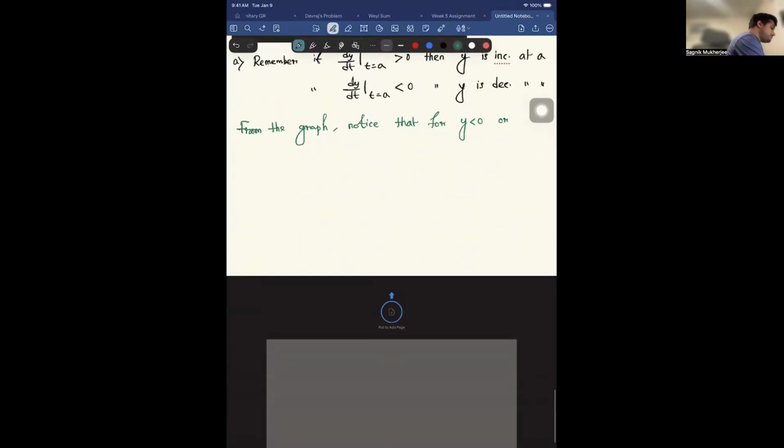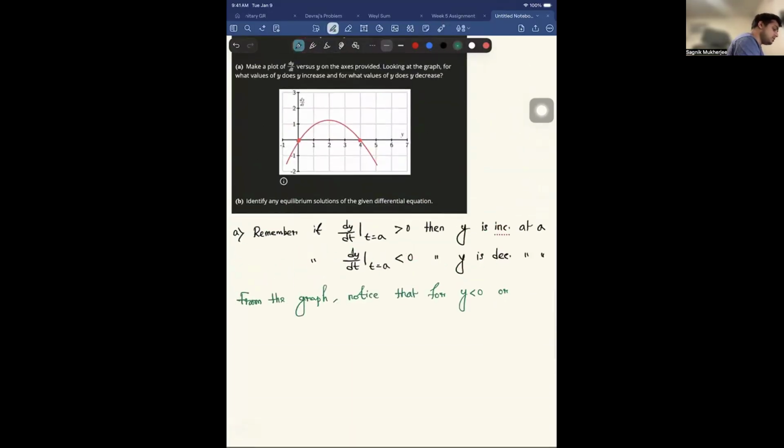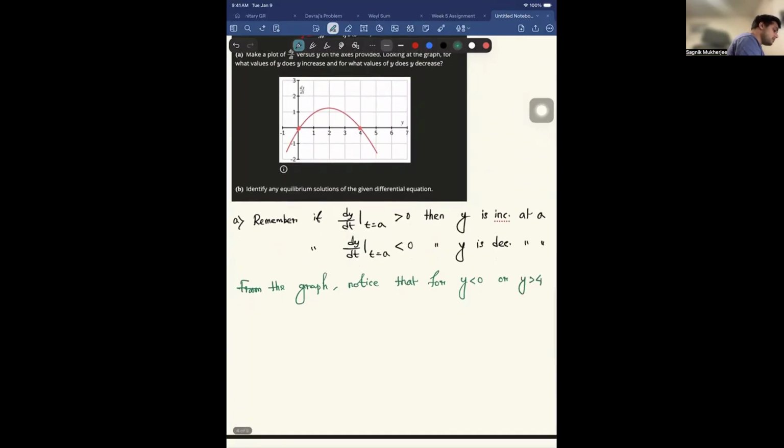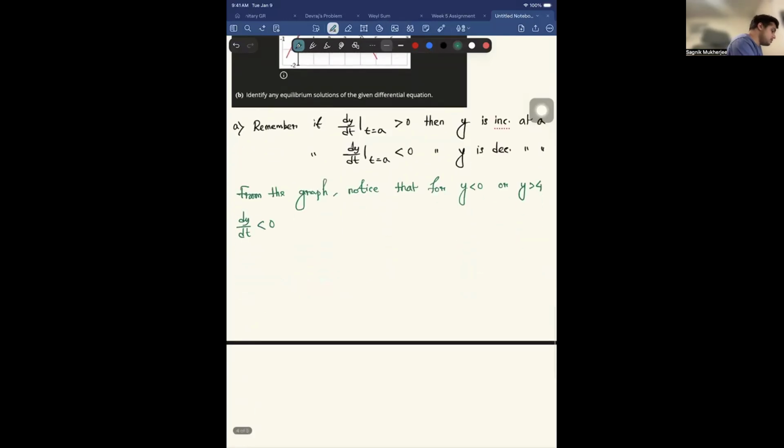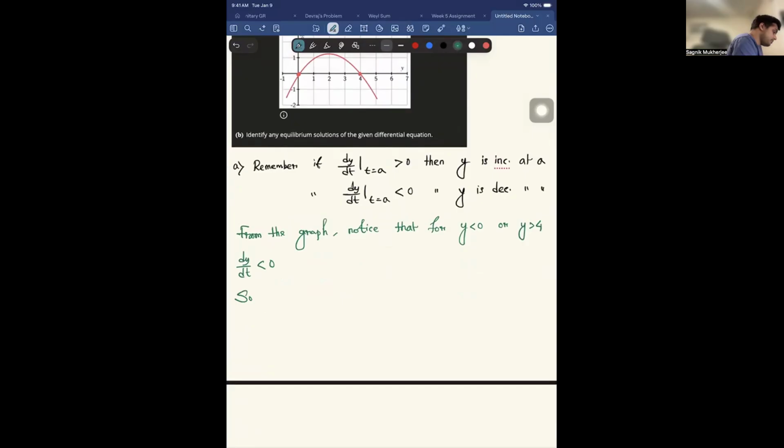So notice that for y less than 0, dy/dt is negative, right? Meaning for y less than 0 or y greater than 4, the graph of y is decreasing, right?